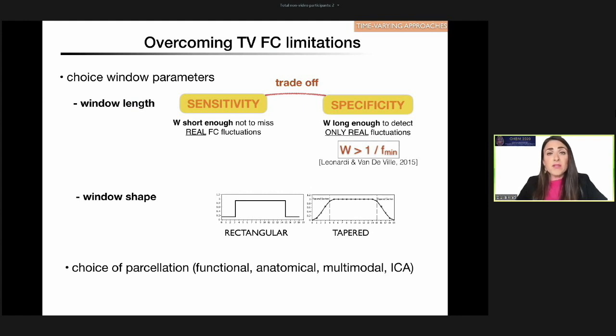Then another critical choice that needs to be addressed is the choice of the parcellation. This is not only related to a sliding window approach, but in general to functional connectivity, because many atlases and parcellations are available, based on different criteria: functional, anatomical, or multidimensional, clusters from ICA, and so on. And even here, studies in the literature show that the choice of the parcellation can strongly affect your results.